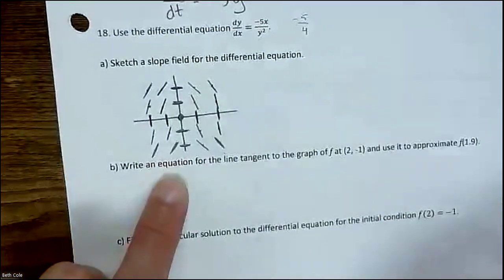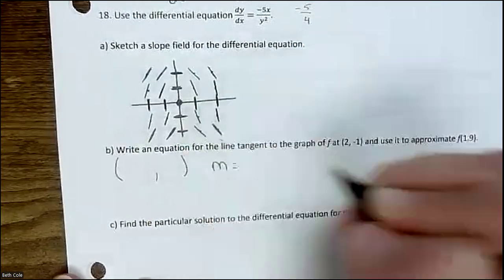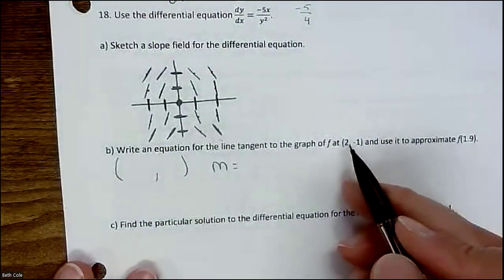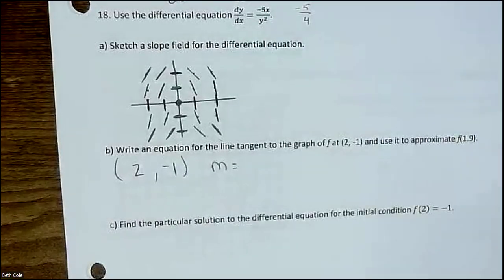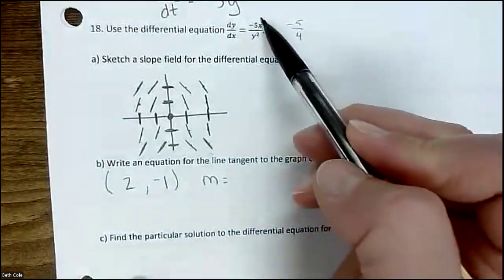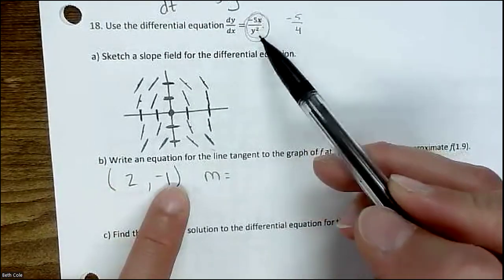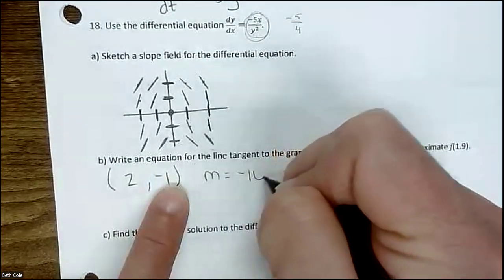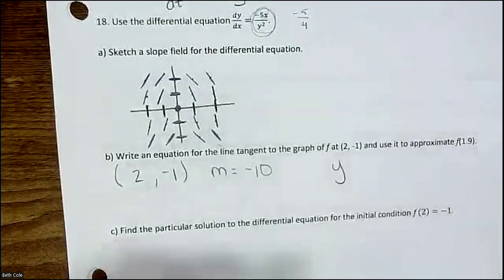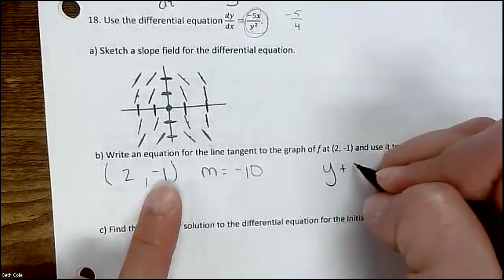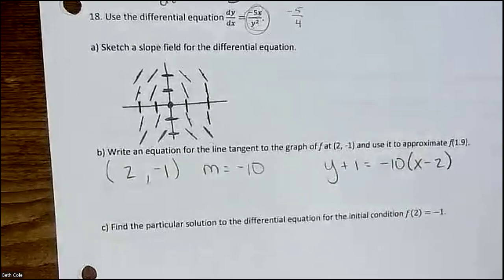All right, write an equation of a tangent line. What two things do you need to write an equation? A point and a slope. Good job. The point is, yep, they gave you that. Slope comes from derivative. This is your derivative. So you're going to plug in 2 for x, -1 for y. So -10. So put it all together. It'll be y plus 1 equals -10 parentheses x minus 2.